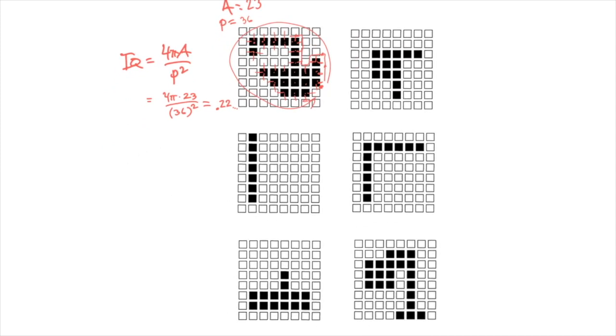All right, I want you to try and see if you can do the rest of them. Make sure you count up that perimeter the right way. You got to snake around the outer edge. See what you think. I'll give you a moment.